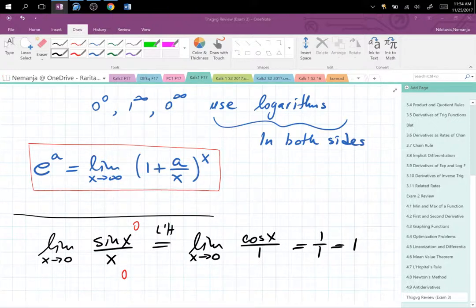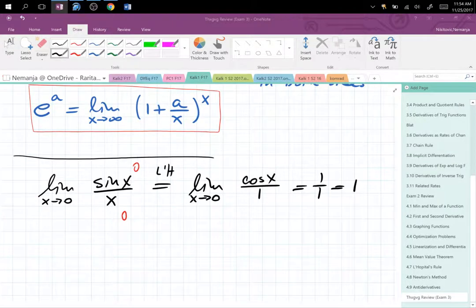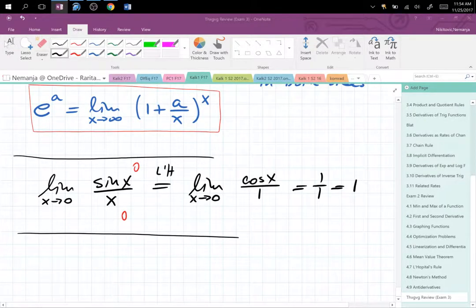Now let's see what else we can find. How about limit as x goes to 0 of x squared times ln x.